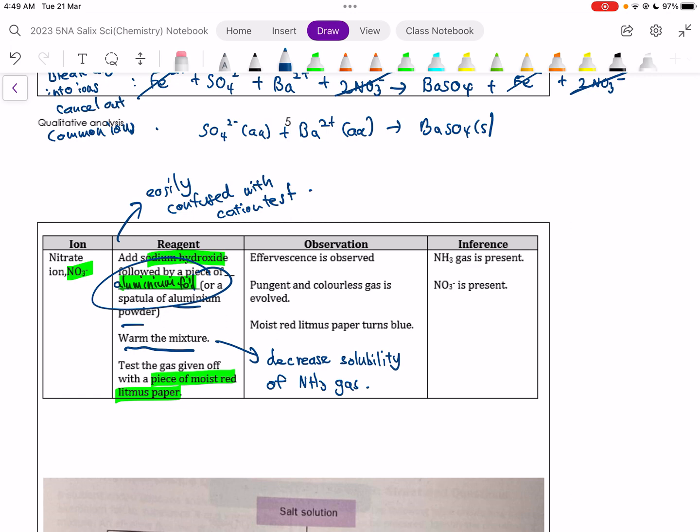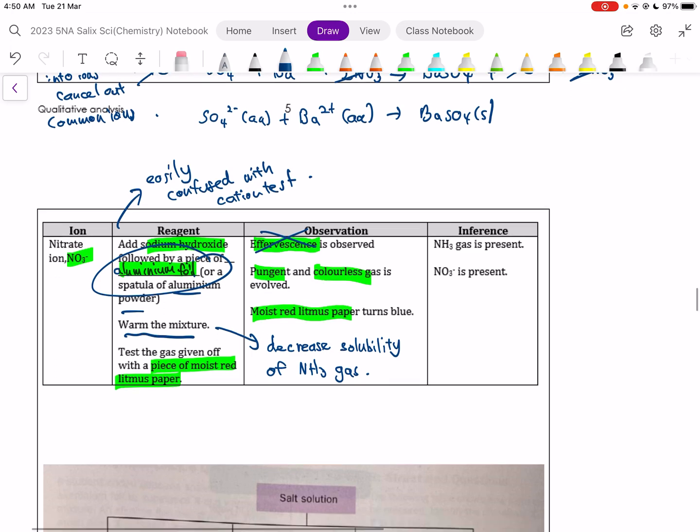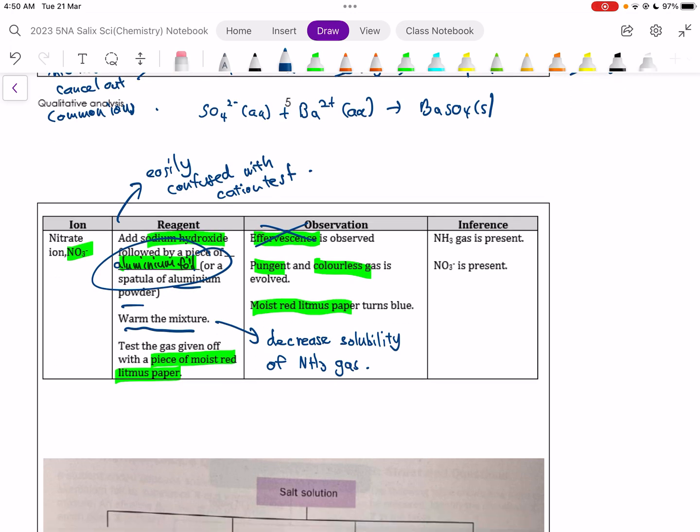In this case you have effervescence, a pungent and colorless gas, and then your moist red litmus paper will turn blue. Actually effervescence is not so important, in this case you can cancel it out, because the ammonia gas is very soluble. So what is the purpose of the aluminum foil? You add aluminum foil to turn the nitrate to ammonium. Basically, it's a redox reaction that we'll learn in the next chapter.